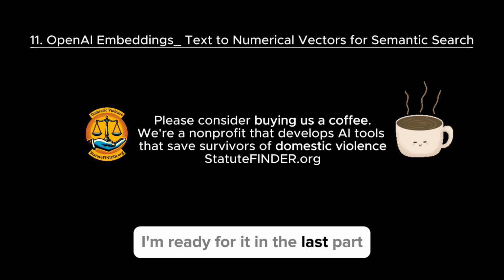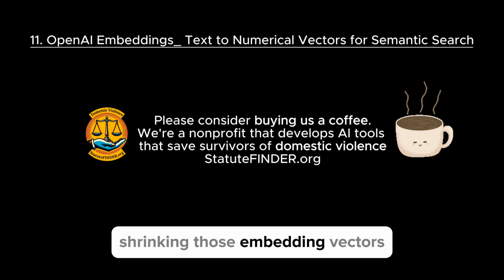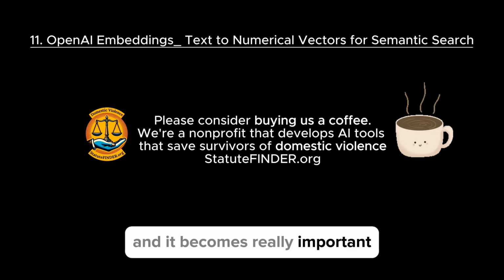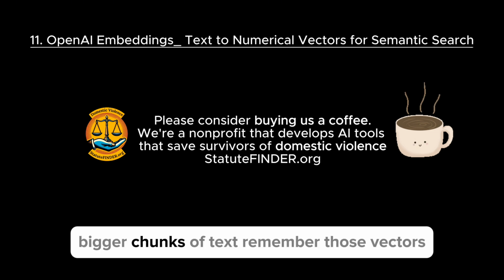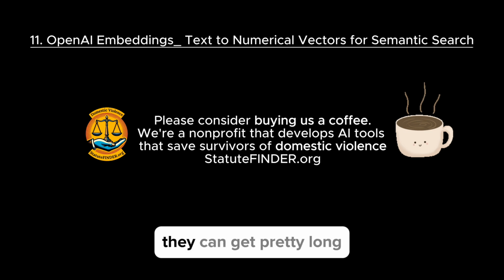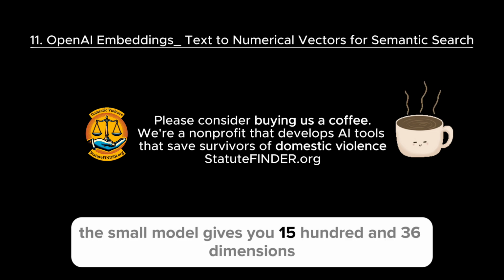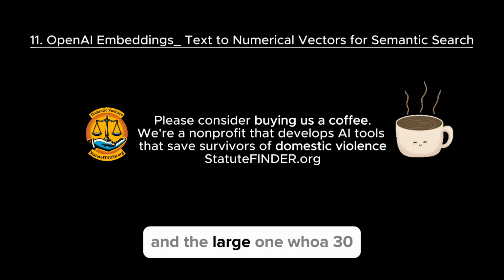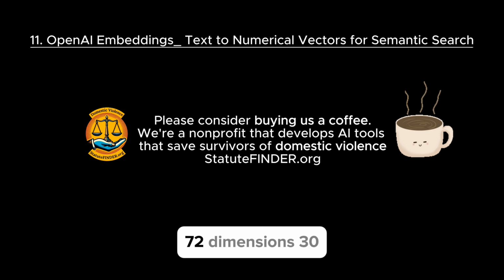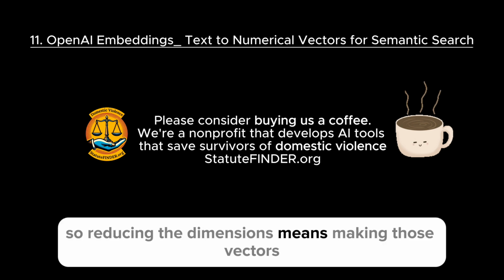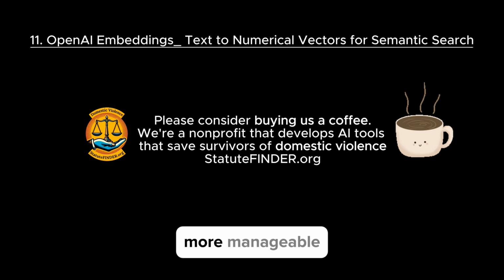I'm ready for it. In the last part, you mentioned something about shrinking those embedding vectors. That piqued my interest. Yeah, it's a pretty cool concept, and it becomes really important when you're dealing with bigger chunks of text. Remember those vectors. They can get pretty long, especially with OpenAI's text-embedding-3 models. The small model gives you 1,536 dimensions, and the large one, whoa, 3072 dimensions. 3072 dimensions. That's a lot. So reducing the dimensions means making those vectors shorter, right? More manageable.